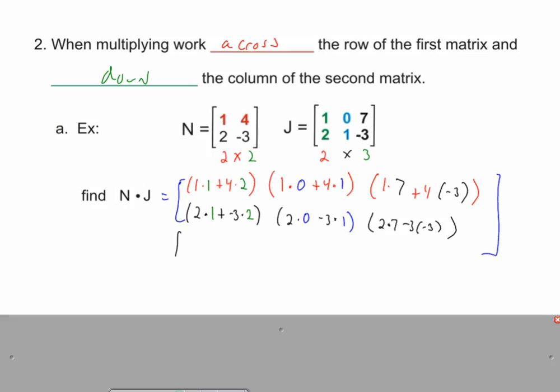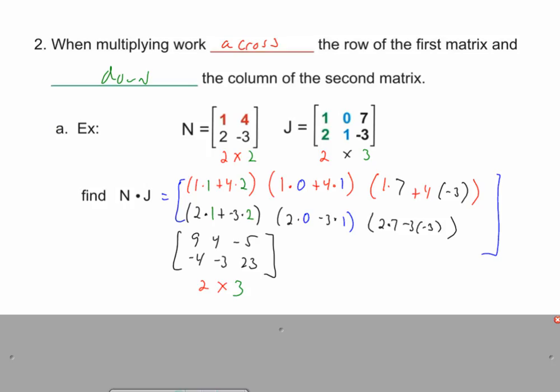All right, for time's sake, this all boils down to a top row of 9, 4, negative 5, if I count it right, and negative 4, negative 3, 23. And sure enough, we ended up with a 2 by 3, which is what we were expecting. So 9, 4, negative 5 is the top row. Negative 4, negative 3, 23 is the bottom row.